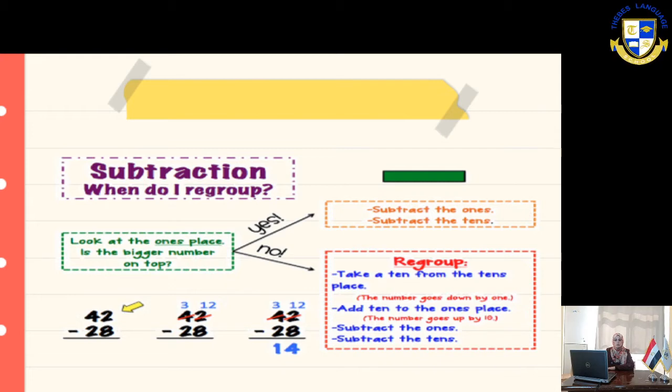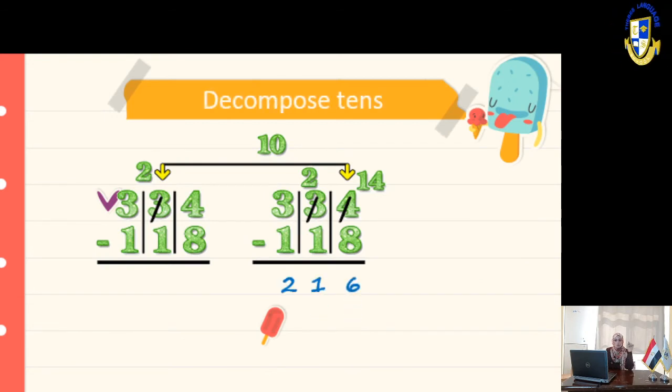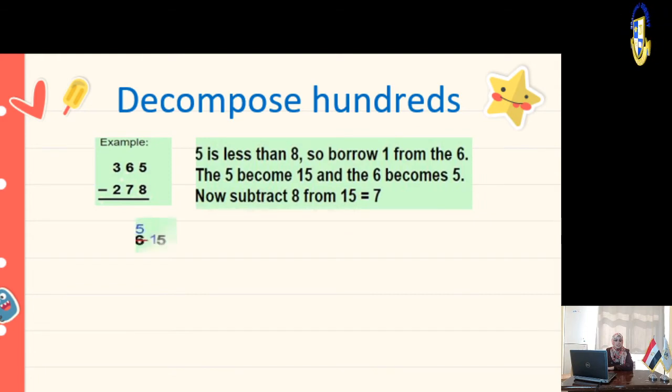Decomposing the hundreds. What is the meaning of decompose hundreds? Let's see. You have an example of 365 minus 278. Look for the ones. 5 minus 8. 5 is less than 8, so borrow 1 from the tens. The 6 will be 5, and the 5 will be 15. So 15 minus 8 will be 7.